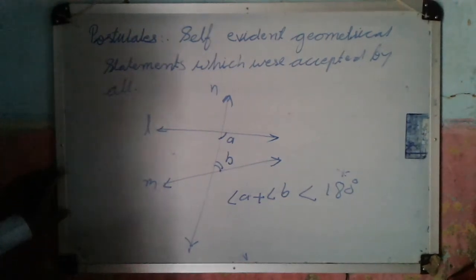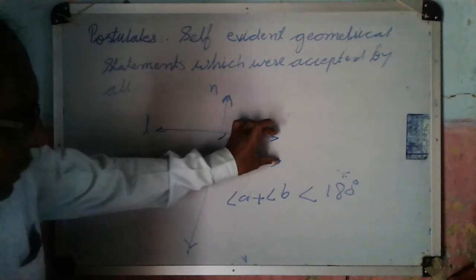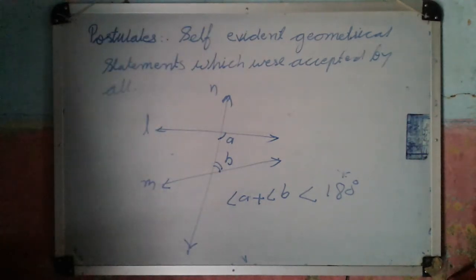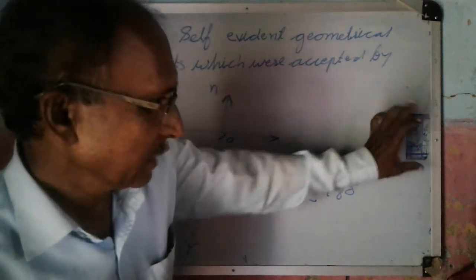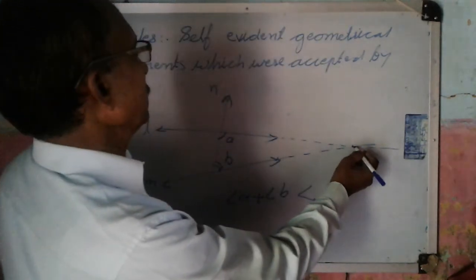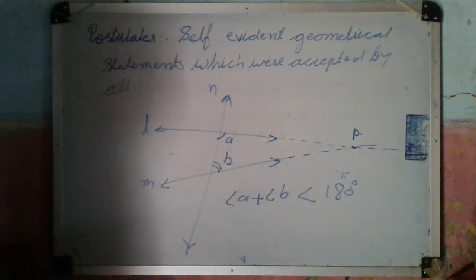Then if this sum is less than 180 degrees, and we draw these lines forward, these lines will intersect each other. This is the postulate. If two interior angles formed on one side of a transversal of two lines add up to less than two right angles, two right angles meaning 180 degrees, 90 plus 90, then the lines produced in that direction intersect each other. That means if we produce these lines in this direction, then these lines will intersect. See here, these lines are intersecting. Suppose here is point P, if this sum is less than 180.